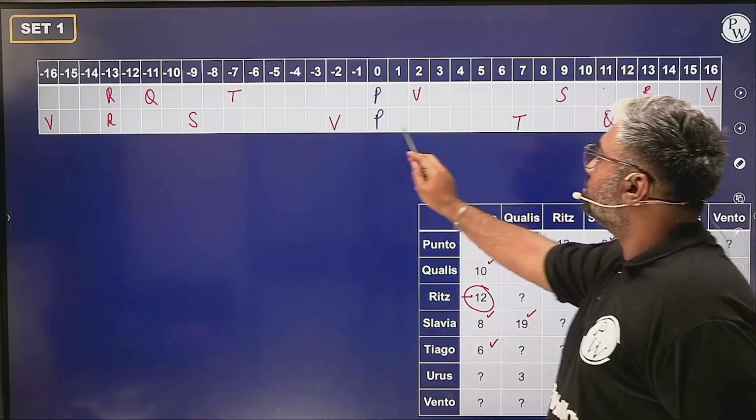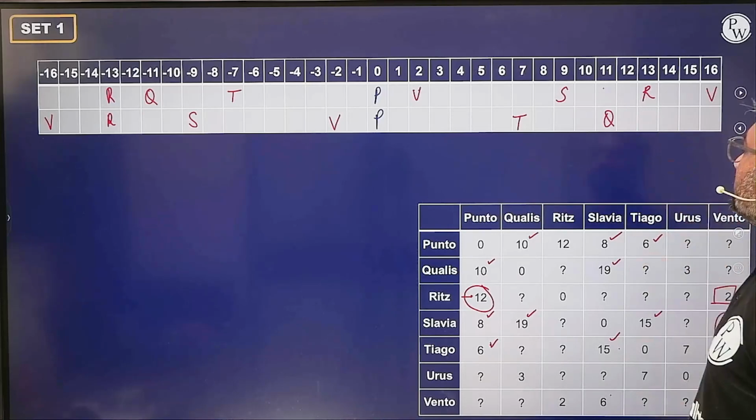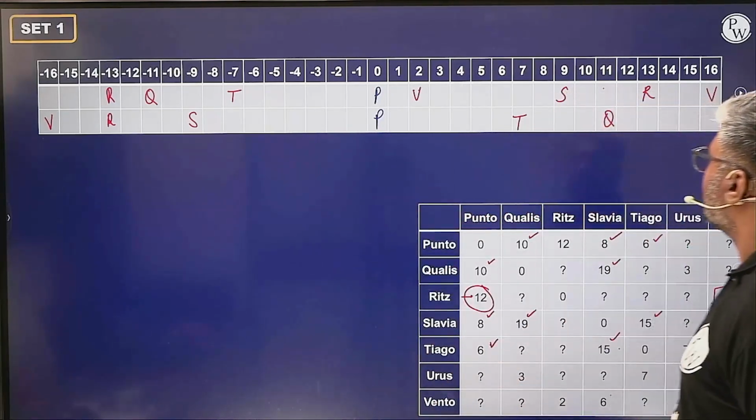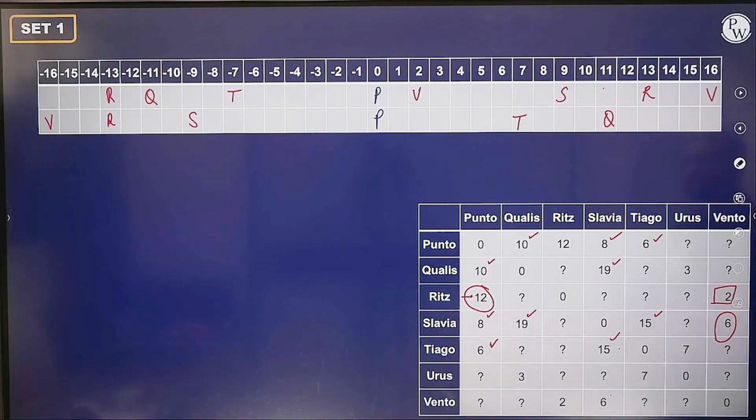Ritz and Vento 2 का gap नहीं है, काफी high है. We're going to let this one go, right? Ritz यहाँ पे नहीं आ सकता. Ultimately Vento यहाँ पे नहीं आ सकता, in this particular situation. Okay.